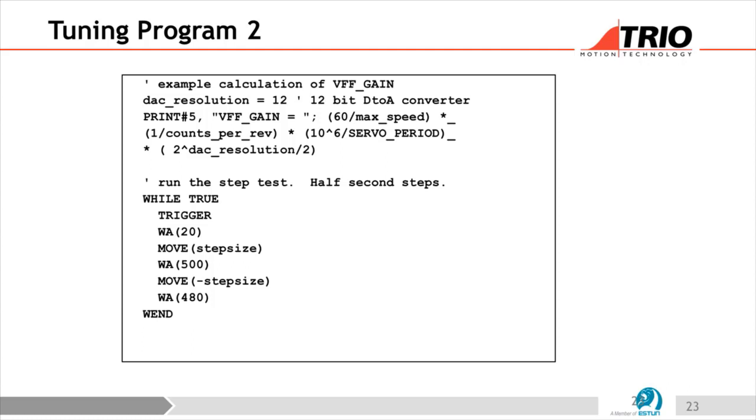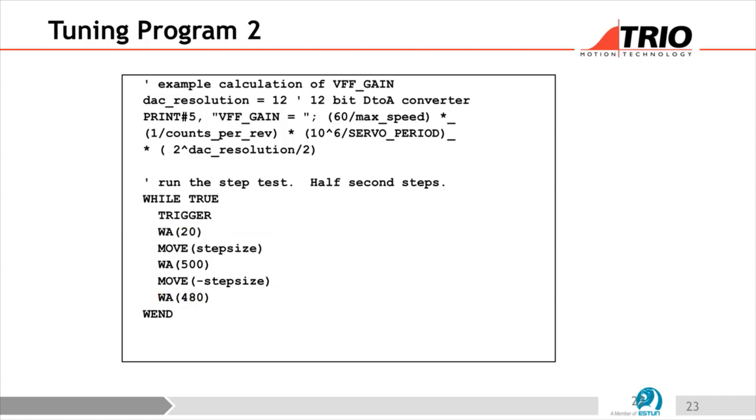Yeah. So while true means go around forever, so it's going to go around that loop. The trigger command triggers the scope. We'll be using the oscilloscope to look at the traces, so we want that synchronized with what's going on. Then the rest of it is just moving forwards, wait half a second, move back, wait half a second, but I've split the half second into 2 bits so that when we trigger it, we've got a little 20 millisecond delay before the motion actually shows on the scope, so we can see the rising edge better. So this wait 20 here is just to make the scope look better.